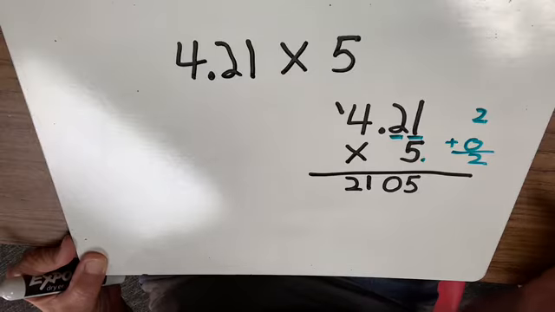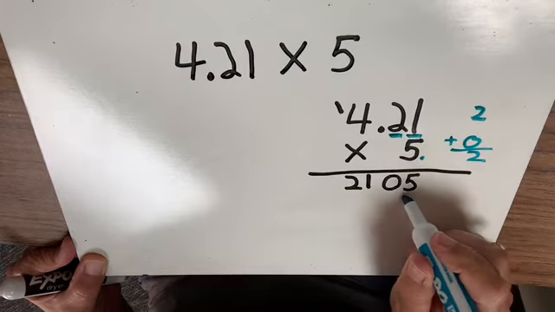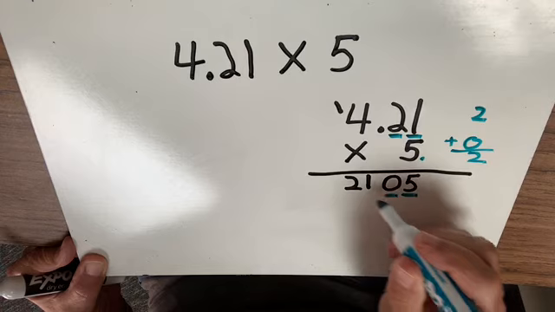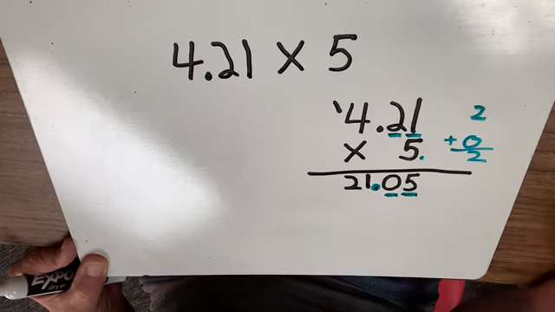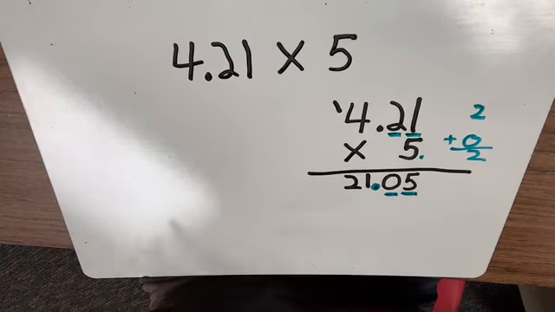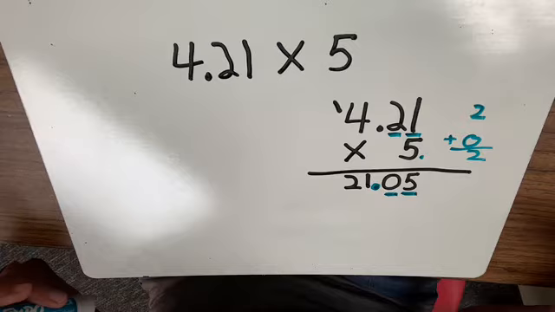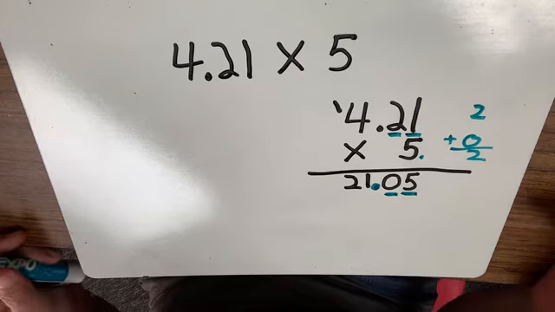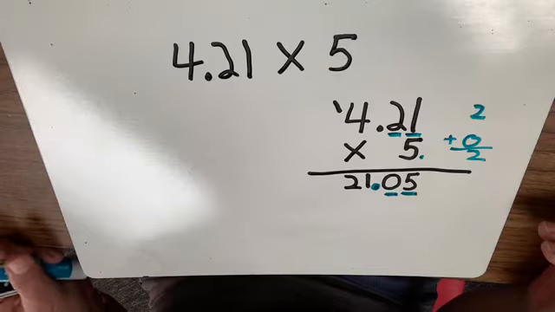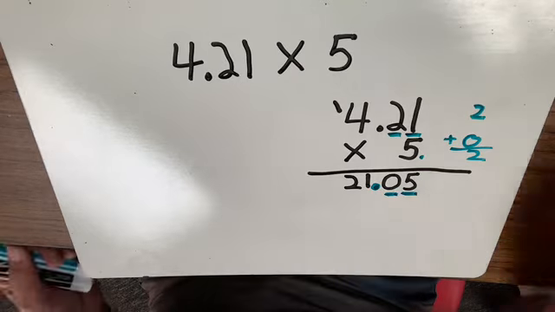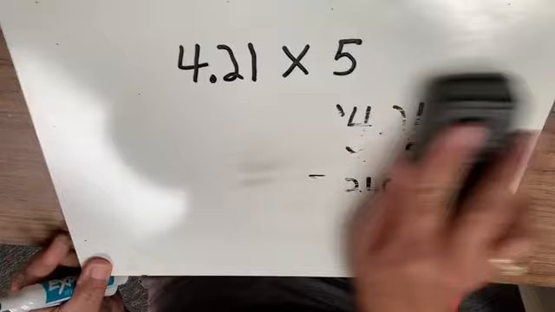So I go to my answer and I count off 2 spaces, 1, 2, and I put my decimal point there. I need 2 digits behind my decimal point. So again, normal multiplication: I put the one with the larger amount of digits on top, and then I count to see how many spaces I need behind the decimal point in my answer. Let's try another one.